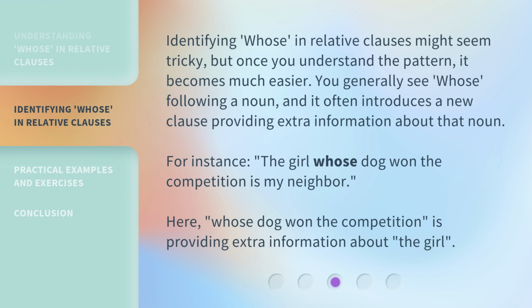Identifying whose in relative clauses might seem tricky, but once you understand the pattern, it becomes much easier. You generally see whose following a noun, and it often introduces a new clause providing extra information about that noun. For instance, the girl whose dog won the competition is my neighbor. Here, whose dog won the competition is providing extra information about the girl.